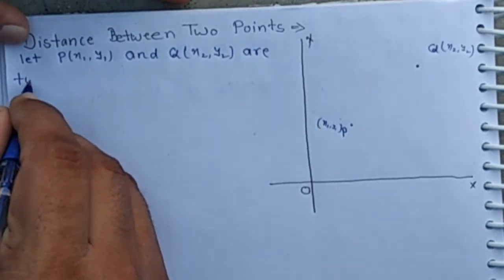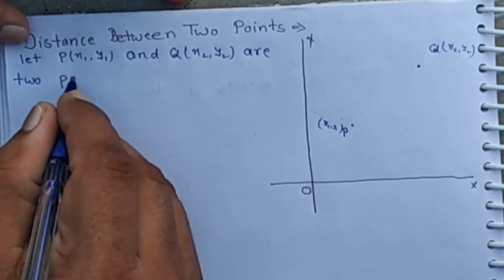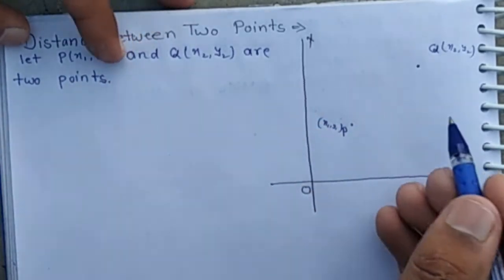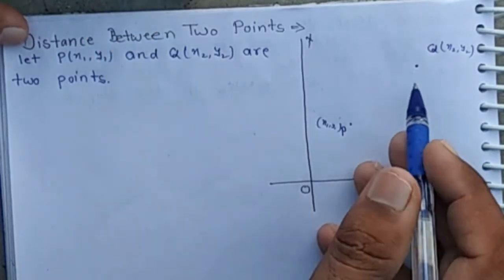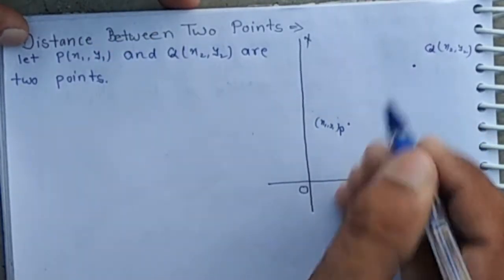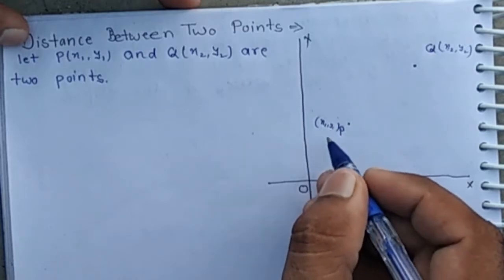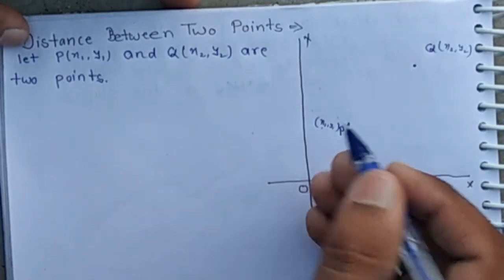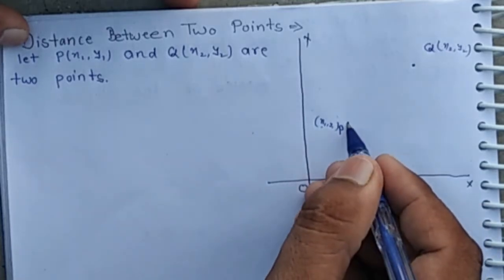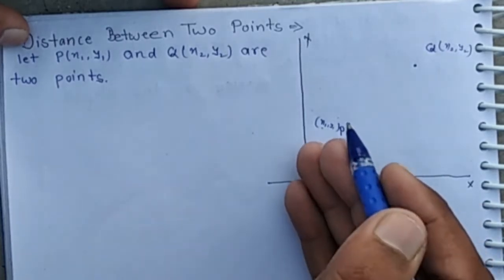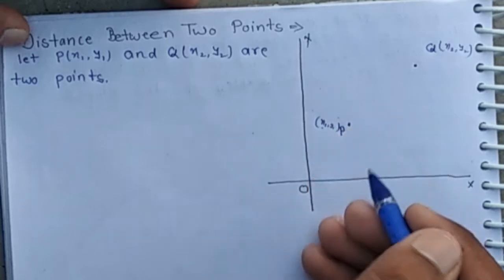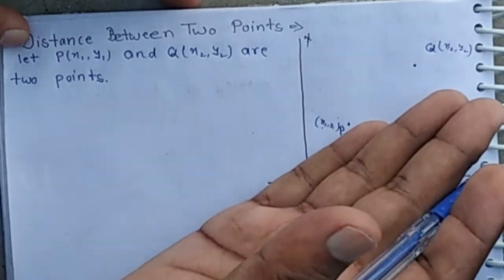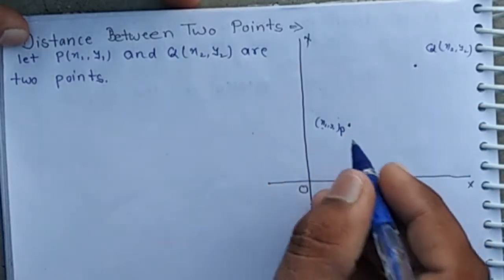Two points on this coordinate plane, and we have to find the distance between P and Q. Since the coordinate of point P is (x1, y1), this point is at a distance of x1 units from the y-axis and at a distance of y1 units from the x-axis.